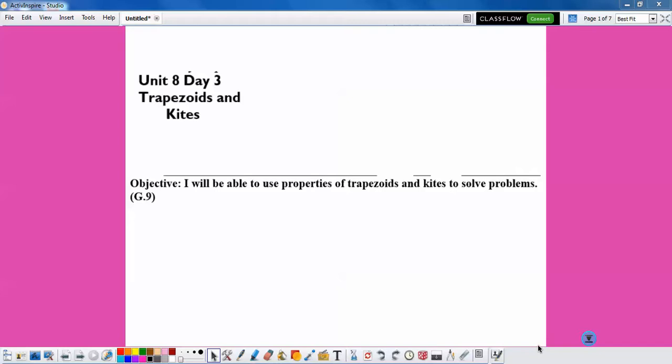Today we're going to be talking about trapezoids and kites. Our objective is that we'll be able to use the properties of trapezoids and kites to solve problems.